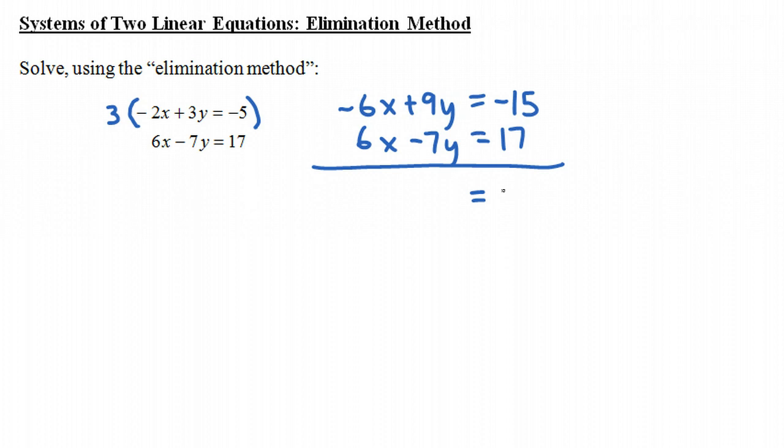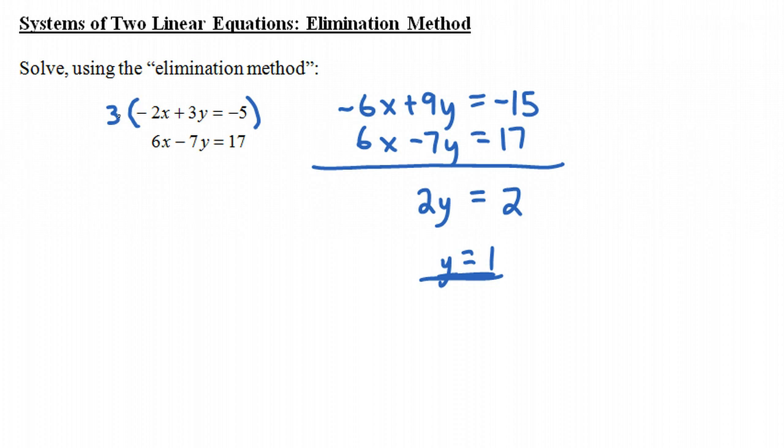Now on the right hand side we're going to get 2, negative 15 plus 17. On the left side we get negative 6x plus 6x. That's 0x. Okay, that's just 0, so we don't even have to write it. And what we also have is 9y plus minus 7y, that's 2y. And so notice we have 2y equals 2, or y is equal to 1.